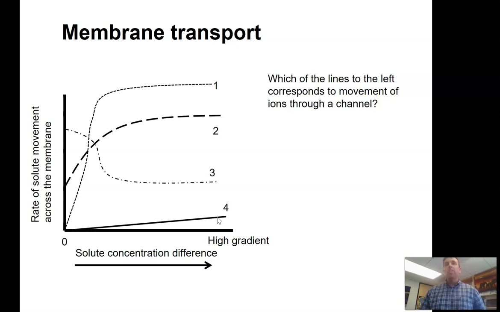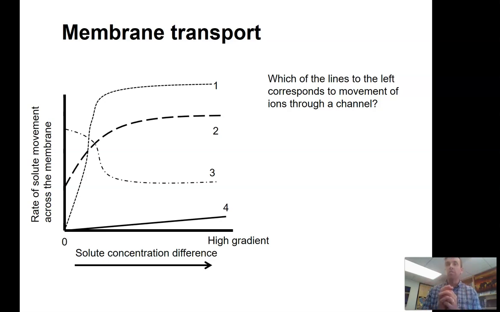All right, so let's talk about these together. The line that would correspond to movement of ions through a channel would be number 1. Let's talk a little bit about why this is the case, and then we'll talk about why the others would not work. First of all, we know that movement through a channel is very, very rapid. As long as you have a gradient, things are going to flow from high to low through that channel, as long as it's the correct ion.